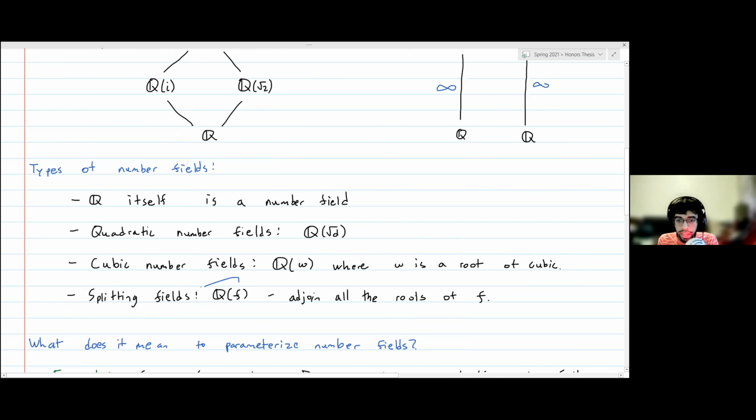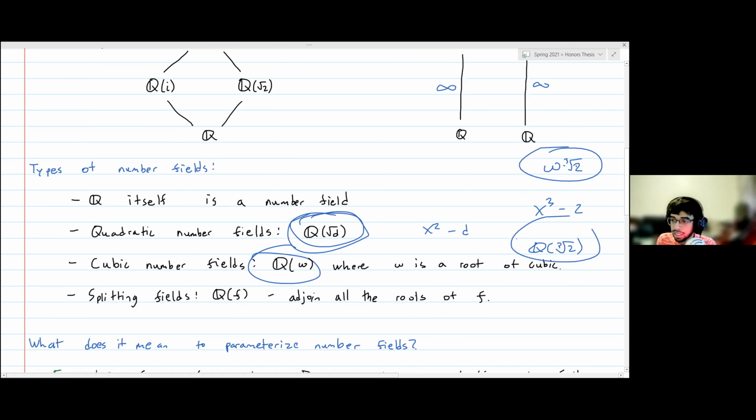And a splitting field is Q adjoin F, where by F we mean an irreducible polynomial, and when we write Q adjoin F, we mean to adjoin all of the roots of F. So Q adjoin square root of D is a splitting field in addition to being a quadratic number field. It's a splitting field of x squared minus D. But a cubic number field need not be a splitting field. For example, Q adjoin cube root of 2 is a cubic number field, but it's not a splitting field of the polynomial x cubed minus 2, because there's another root, which is omega times cube root of 2. This is not inside of this field, but in order to get a splitting field, we need to join all of the roots.